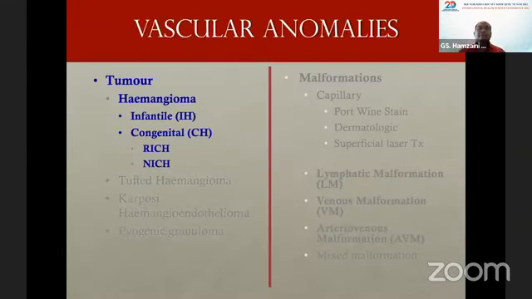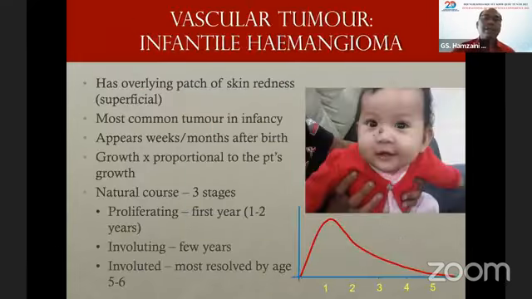Okay. So now we go to vascular anomalies, where we will mainly talk about the tumors. Number one is hemangioma, which can be divided into infantile and congenital hemangioma. Infantile hemangioma has an overlying patch of skin redness. Sometimes the mother will tell you it is just like a mosquito bite.